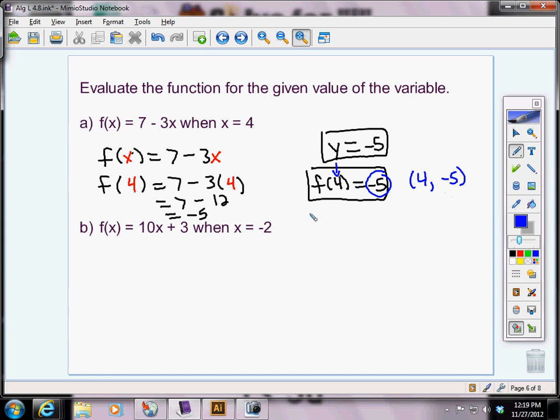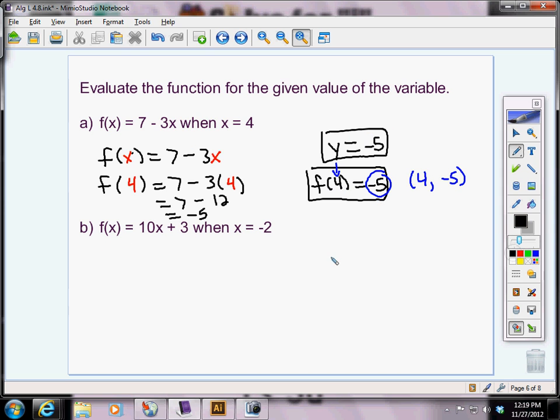Okay, and that's the power of function notation. We treat it the same way as if it was y equals, but if it said y equals, we don't know what we inputted to get negative 5 unless we went back to the question. With function notation, it tells us what our input was and what our output is. Okay? The same thing is true here.